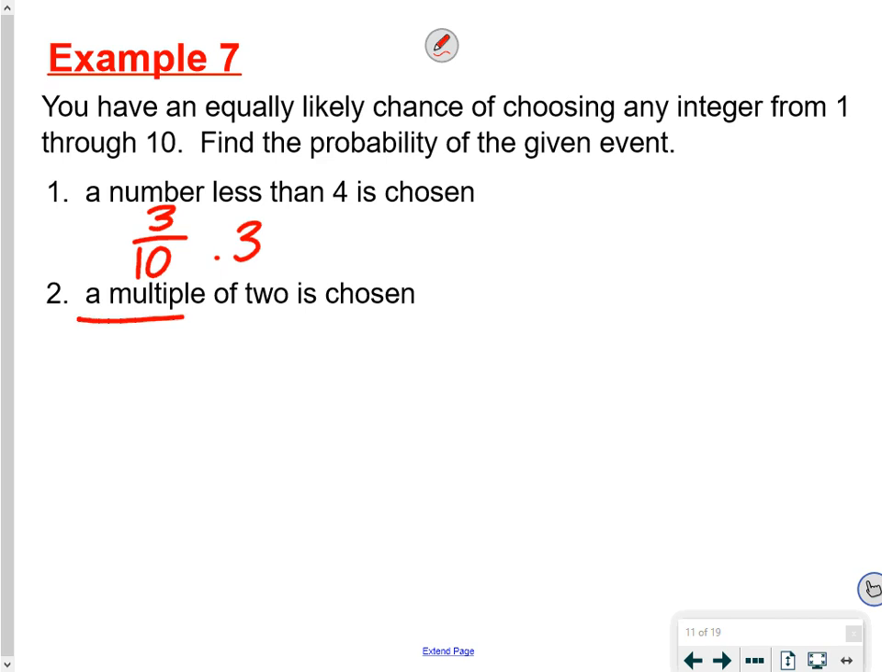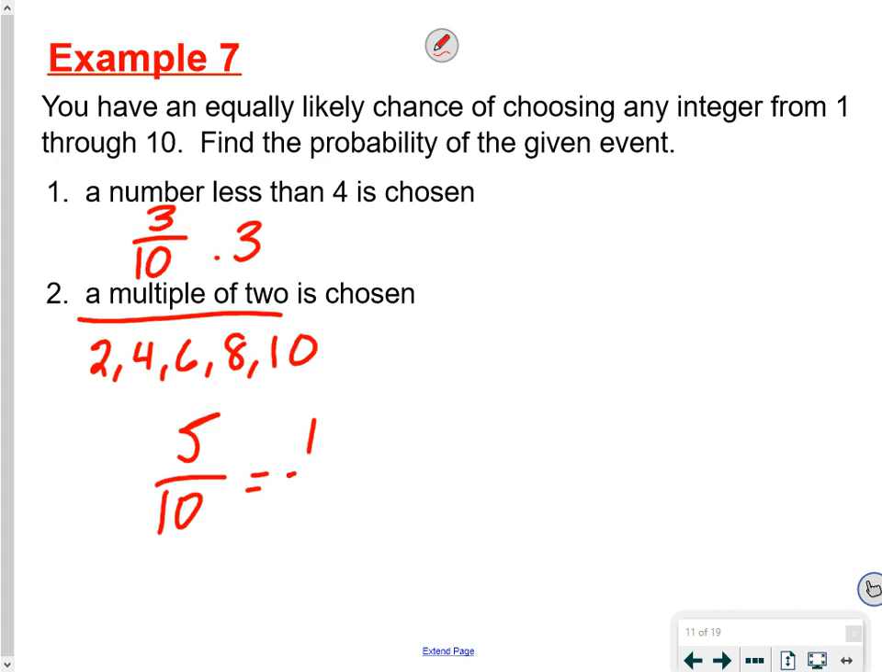The probability that a multiple of 2 is chosen. Okay, so if we need to list it out, here's our multiples of 2. So that's 5 out of the 10, which is 1/2 or 0.5, 50%.